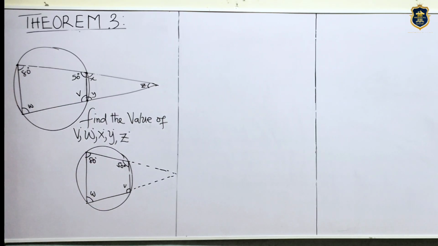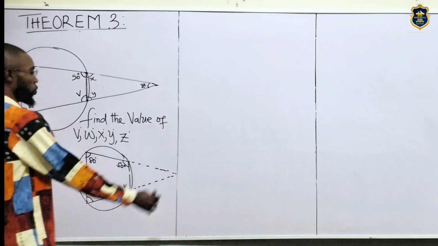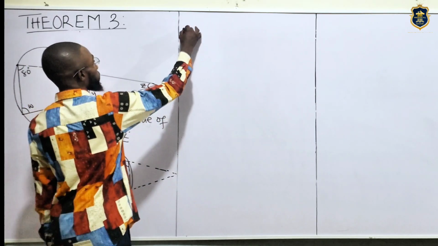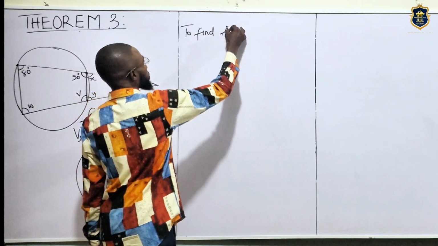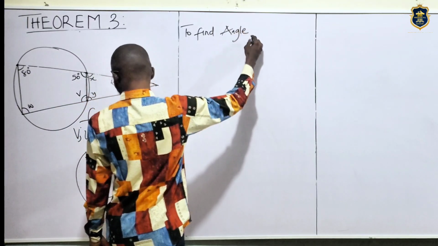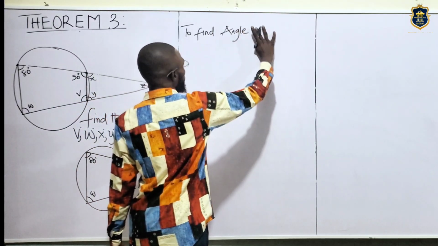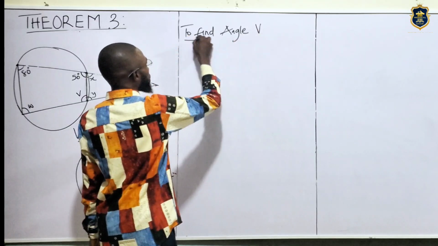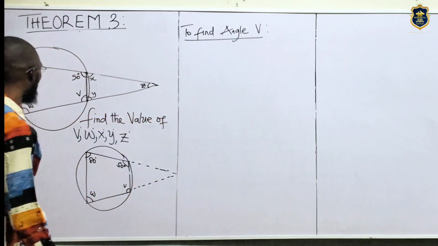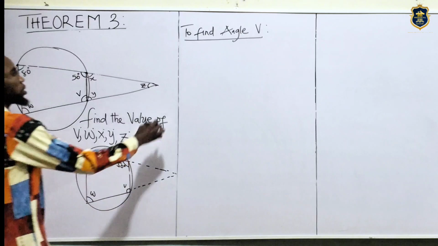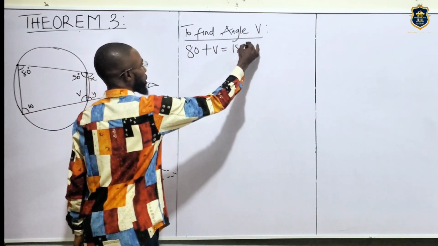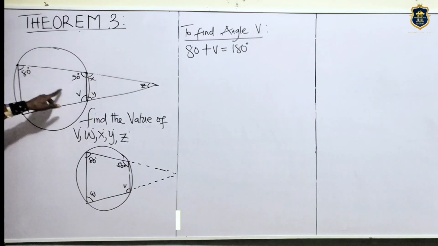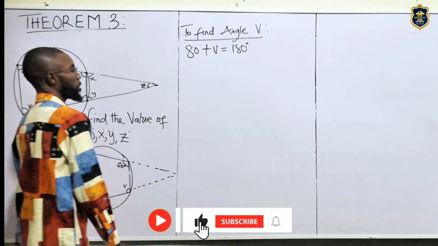We add this to give us 180. With that, we've gotten our answer. So from the first one, to find the angle, let's start with angle V. Look at V. It's going to be 80 plus V. That will be 80 plus V equal to 180 degrees. You see it now? 80 plus angle V equals 180 degrees.